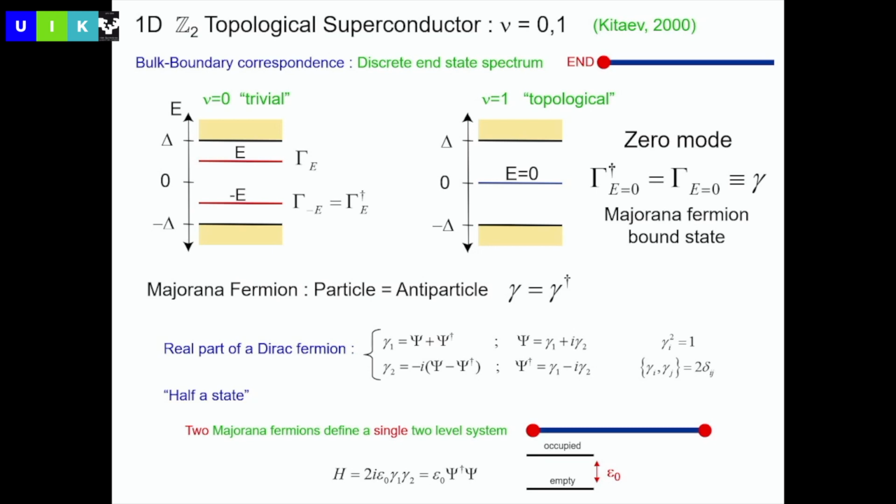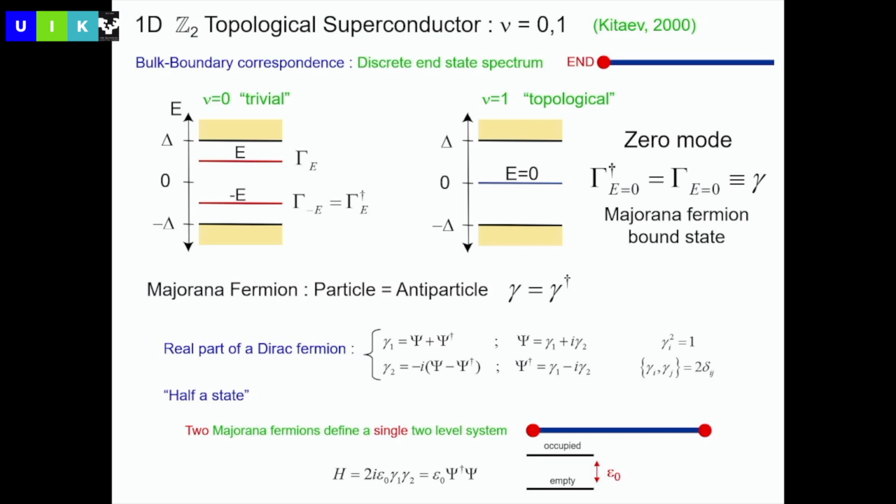So now we have this one state, which I can imagine I can either add a fermion or remove a fermion from. But remember, in the Bogoliubov-de Gennes theory, there is this intrinsic redundancy, because adding a particle at E is the same as removing a particle at minus E. And so for this zero mode, that means that adding and removing a particle into the zero mode is the same thing. And so this is what a Majorana bound state is. So the particle and the antiparticle are the same.